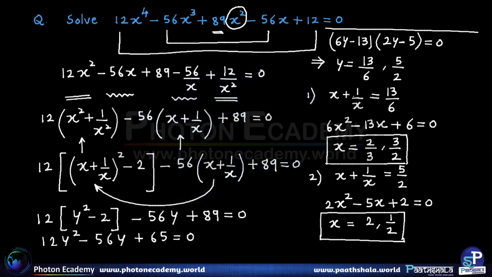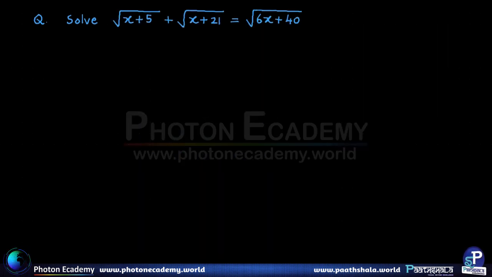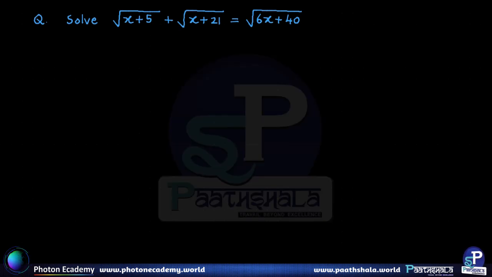Let's go ahead to the next question. Right, here we have to solve the equation that root of x plus 5 plus root of x plus 21 is equal to root of 6x plus 40.